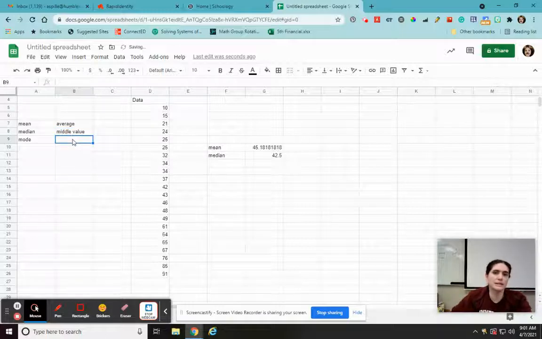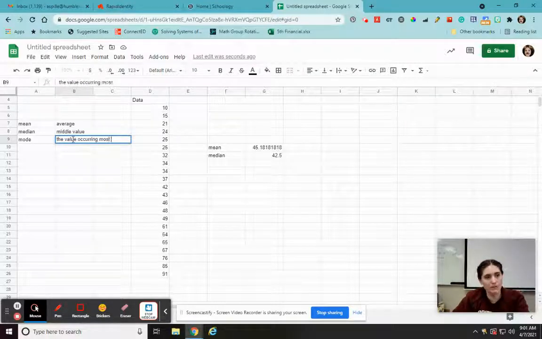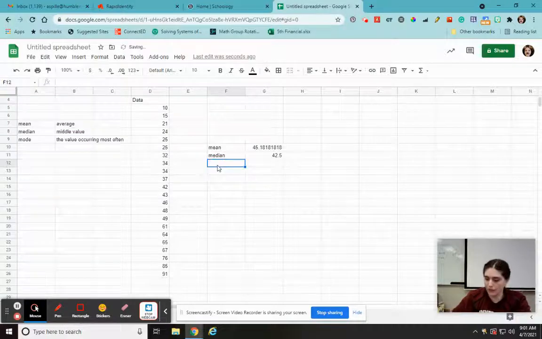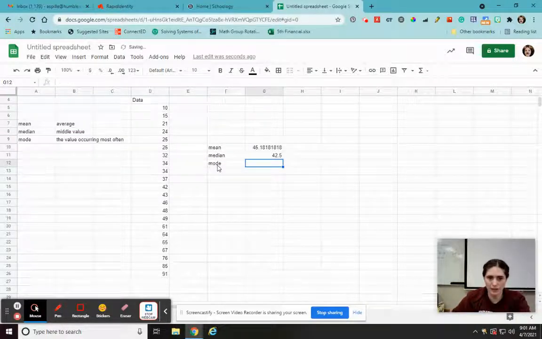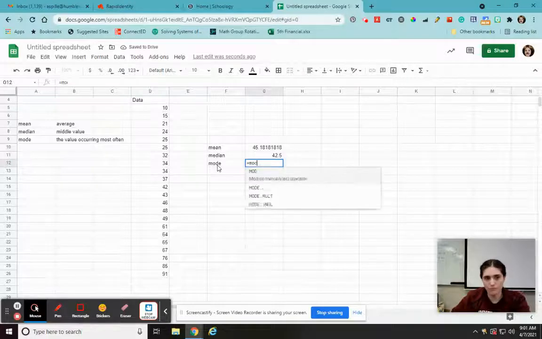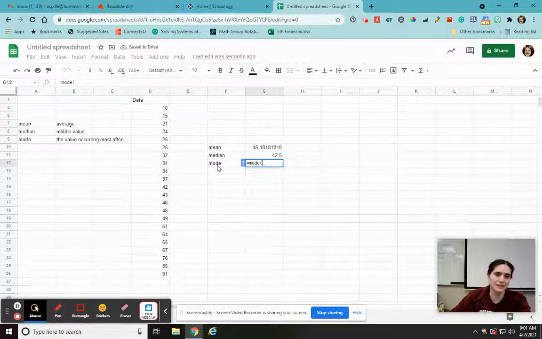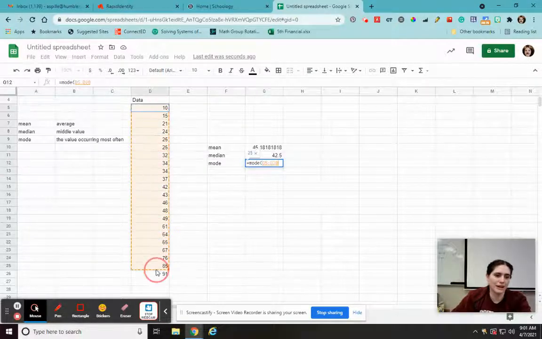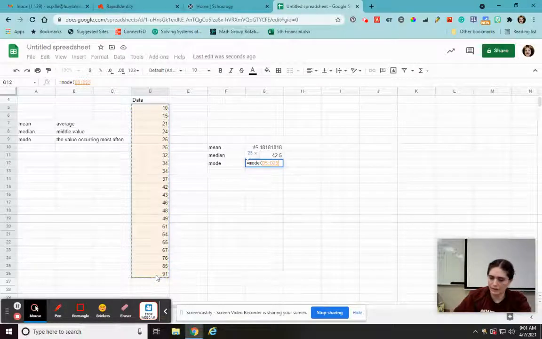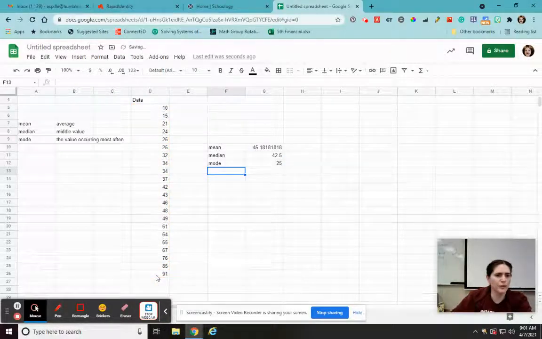The mode is the one that occurs the most often. Let's see, do I have any that occur? Yeah, I do have some that occur more than once. The number or the value occurring most often. And luckily, it'll calculate that for us too. So for mode, I'm going to go equals mode. Ta-da. I highlight all of these, close parentheses, and the one occurring most often is 25. So I have 25 here.